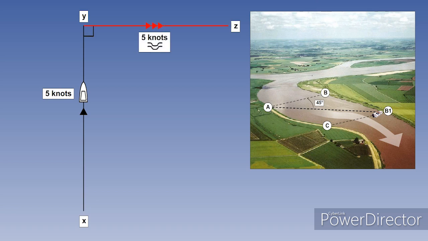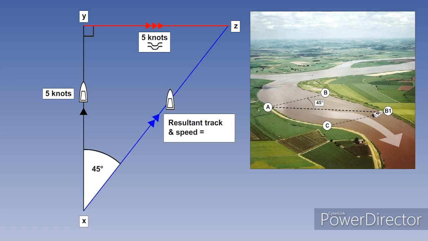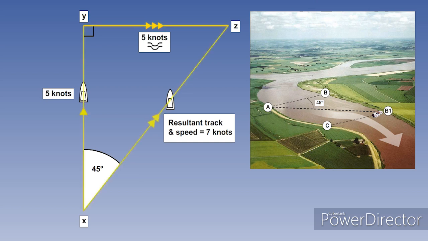The line YZ represents the direction and speed of the river. The direction of the line XZ represents the resultant track of the boat. Its length represents its speed along that track, in this case 7 knots. Direction and speed together are known as velocity. The lines representing the individual velocities are known as vectors.